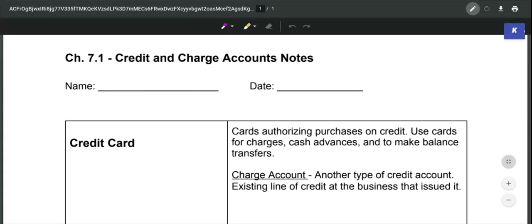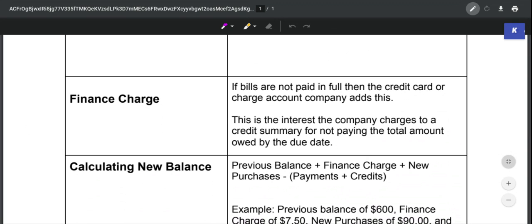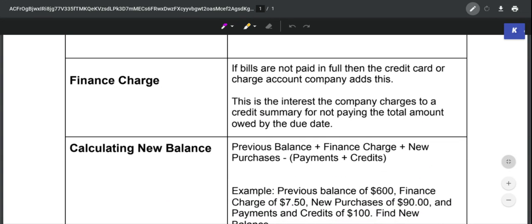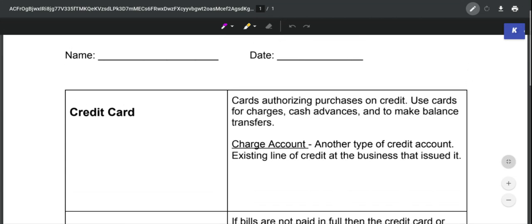Chapter 7 begins with credit card information and charge account information. So we're going to look at all of that. These calculations are not really too complicated. It's really just adding and subtracting. The big thing is to understand what credit cards are, kind of how they work, what charge accounts are, how they work, stuff like that. So let's start off with credit cards.